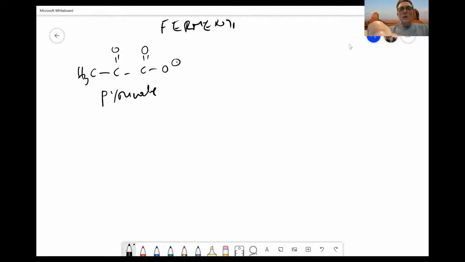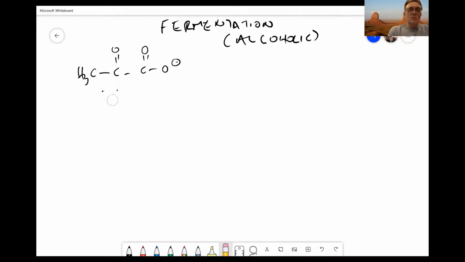Okay, and in the scheme that you see, the specific one, alcoholic fermentation. All right. So what happens? Let's do the electron pushing on the board, because it's kind of interesting what happens with alcoholic fermentation. And what's going to happen is this CO2 will go away.